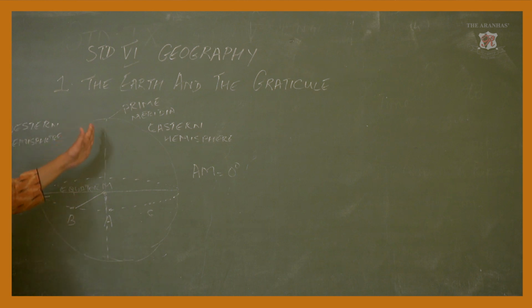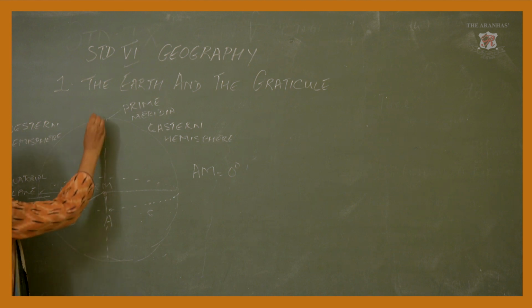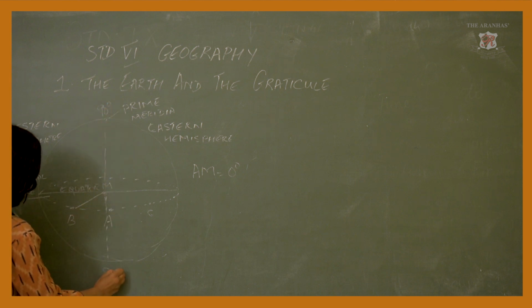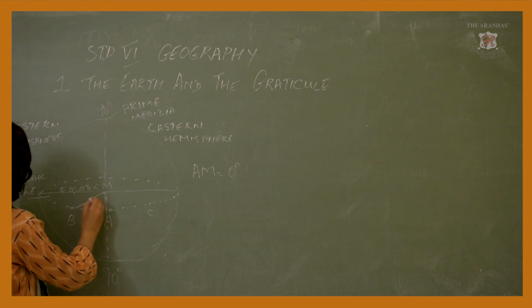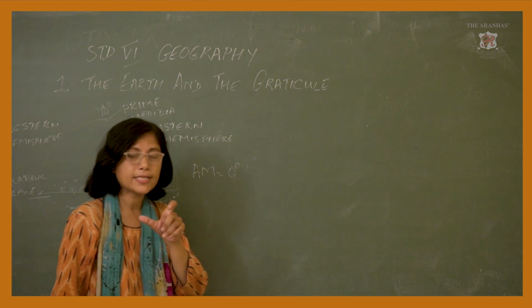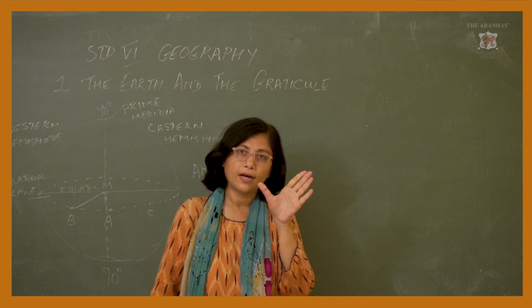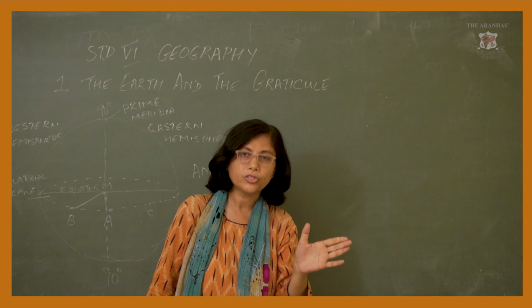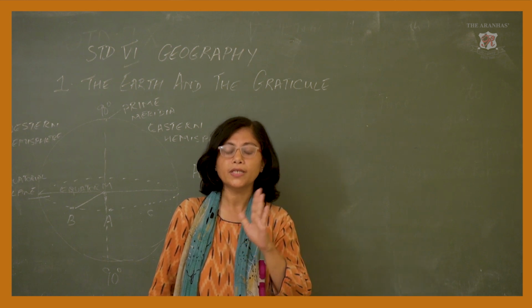So, now the angle that this makes with the prime meridian, let us say this is, because this is 90 degrees, this angle will be the distance from the prime meridian, that is called the longitude. Just as the latitude was the angular distance from the equator, the longitude is the angular distance from the prime meridian.